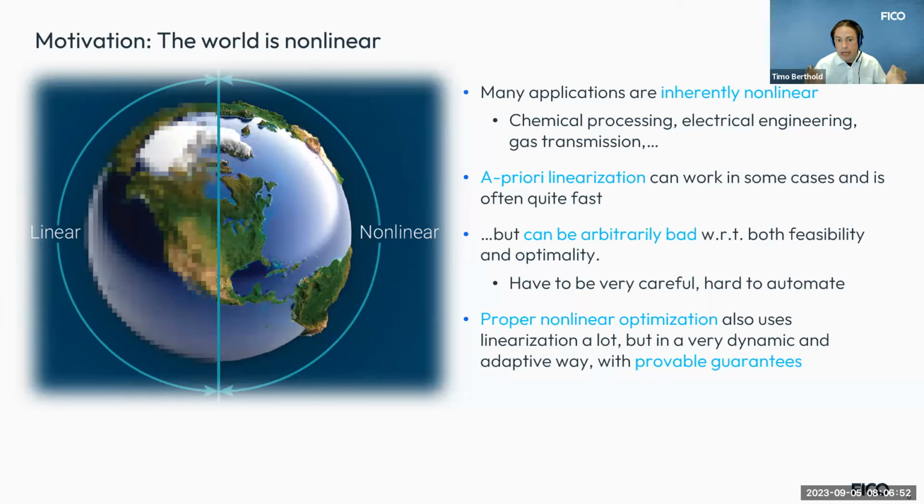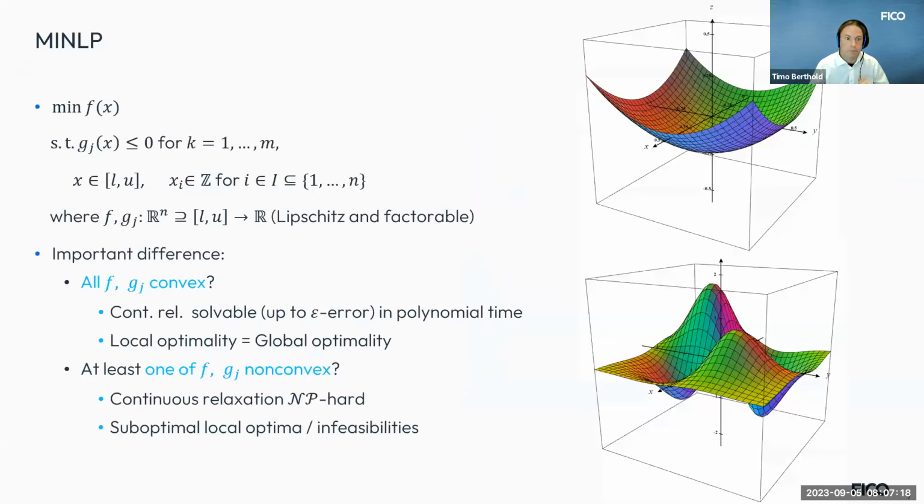And well, you can try to somehow approximate this roughly, and sometimes this works well. In many cases, it doesn't really. So there's a need for some proper nonlinear optimization tools, in which, inside, again, linearizations are used, but in a very dynamic and adaptive way, such that you can get provable guarantees out of this.